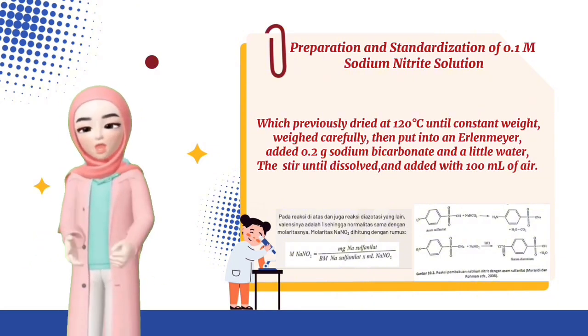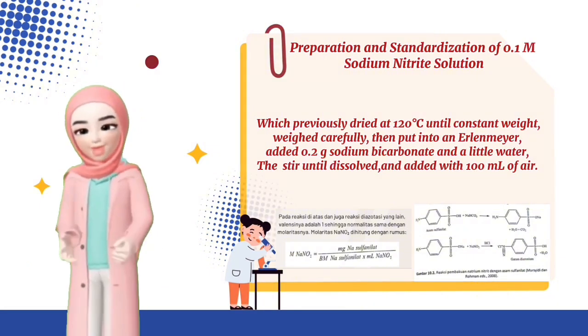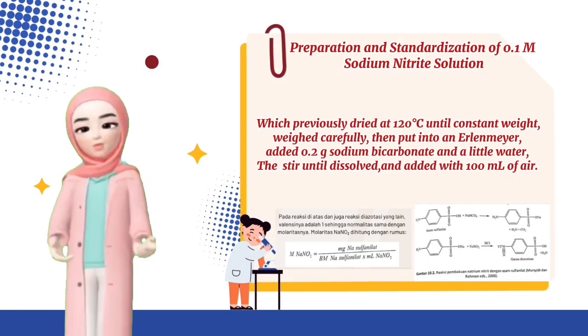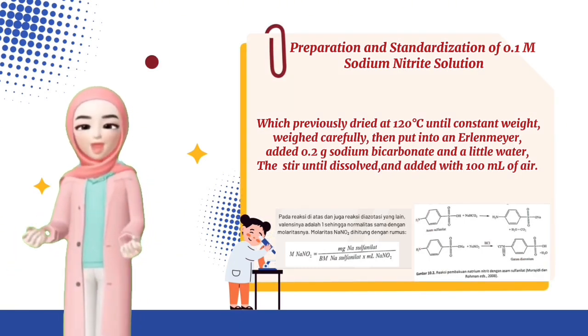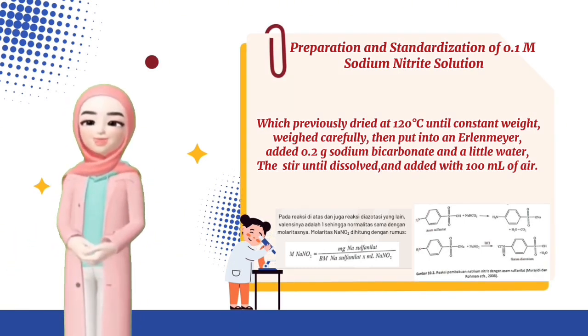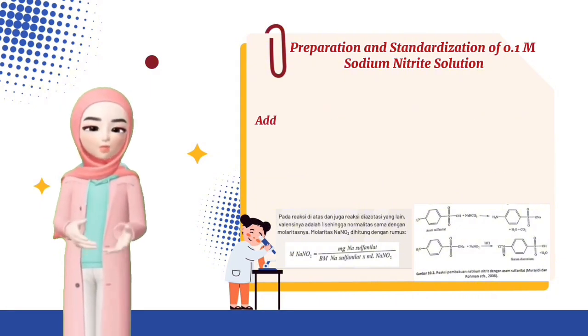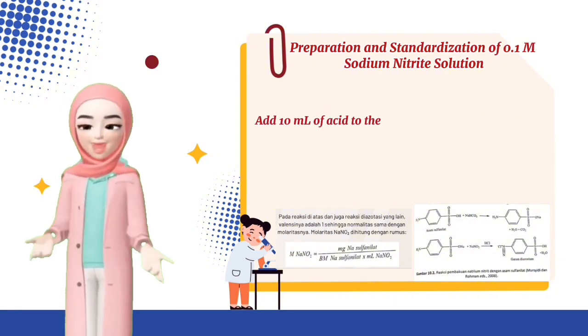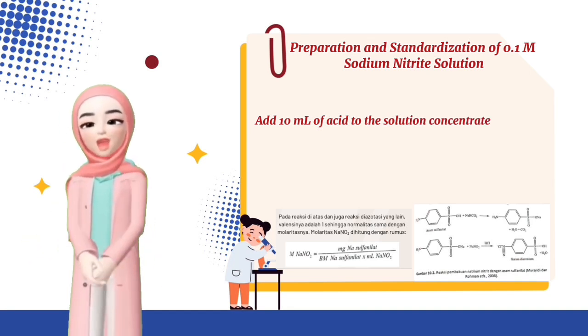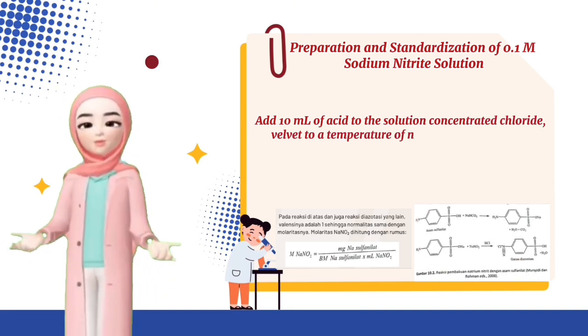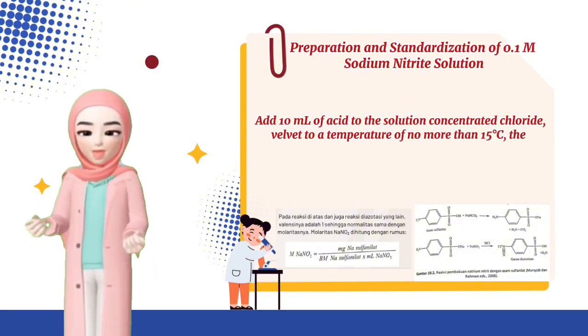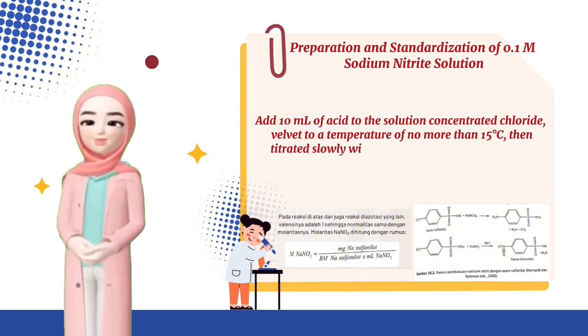Weigh carefully, then put into an Erlenmeyer flask, add 0.2 grams of sodium bicarbonate and a little water. Stir until dissolved and add 100 milliliters of water. Add 10 milliliters of concentrated hydrochloric acid to the solution, cooled to a temperature of no more than 15 degrees Celsius. Then titrate slowly with 0.1 M sodium nitrite.